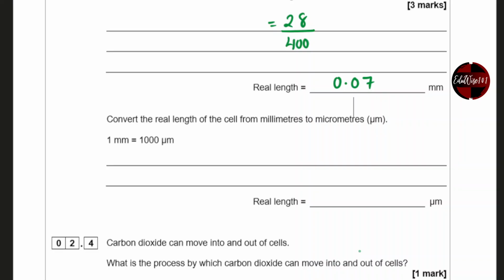Convert the real length of the cell from millimeters to micrometers. 1 millimeter is equal to 1000 micrometers. So how do you convert 0.07 millimeters? You multiply it by 1000. 0.07 times 1000 will give you 70. That's 70 micrometers.